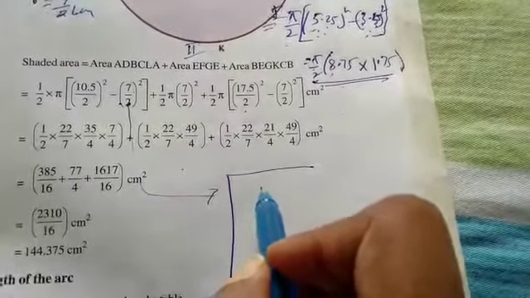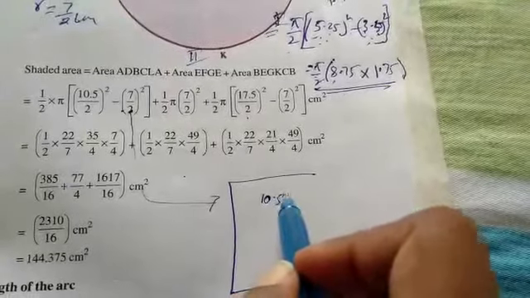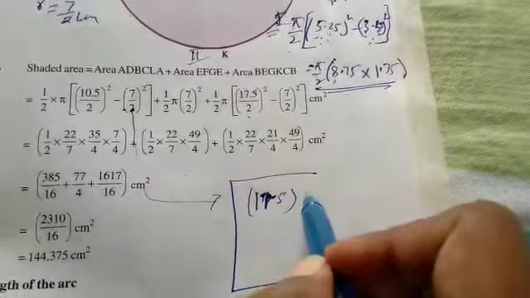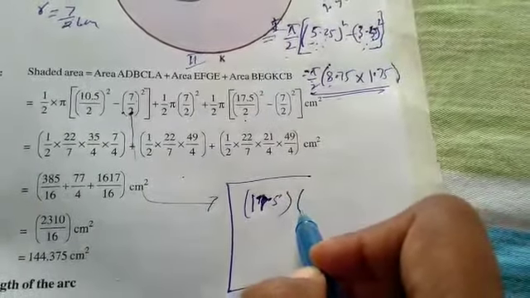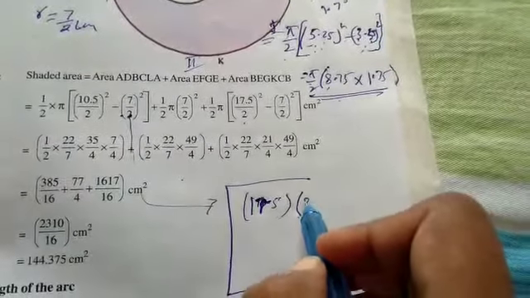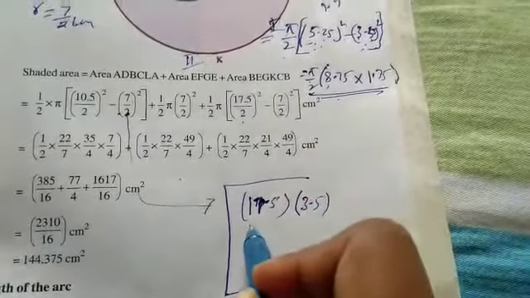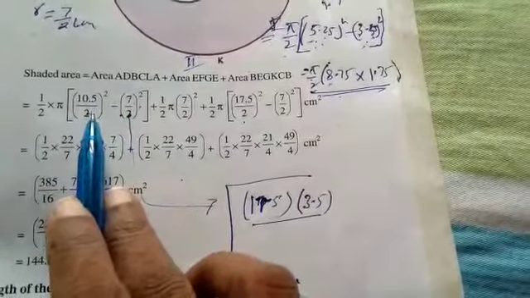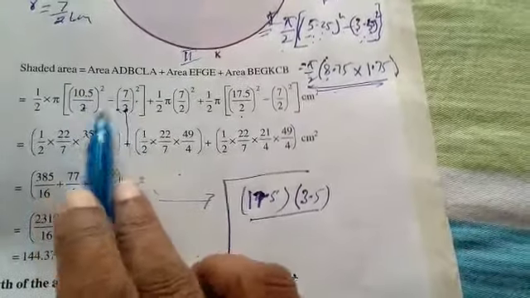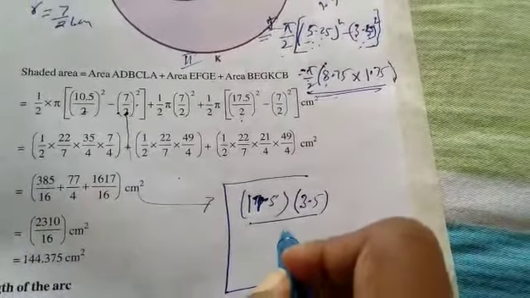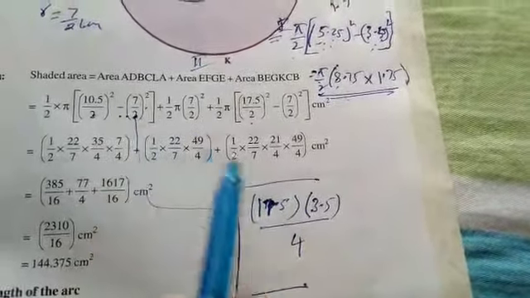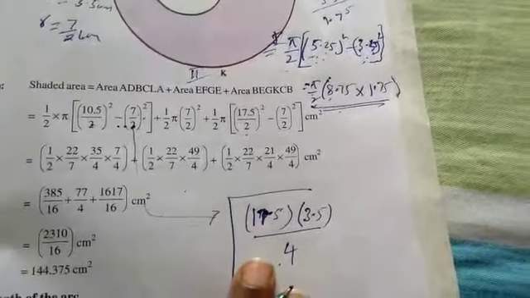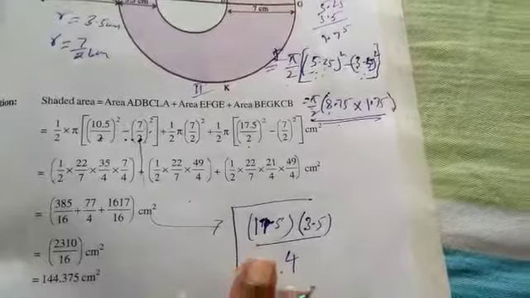So 10.5 plus 7 is 17.5, into 10.5 minus 7, that is 3.5, by, so what is the thing here? Square, right? A square minus b square by 2 square, so 2 square is 4. So this is how you can simplify this part here. Clear, children? I am leaving this to your freedom, in whichever manner you want, you can do it.